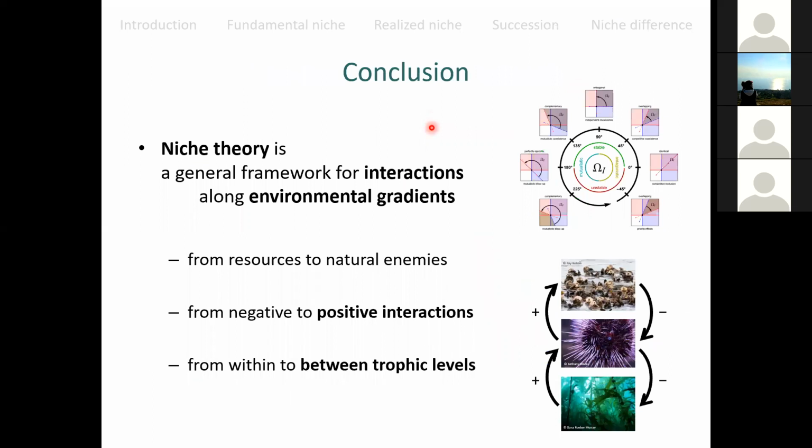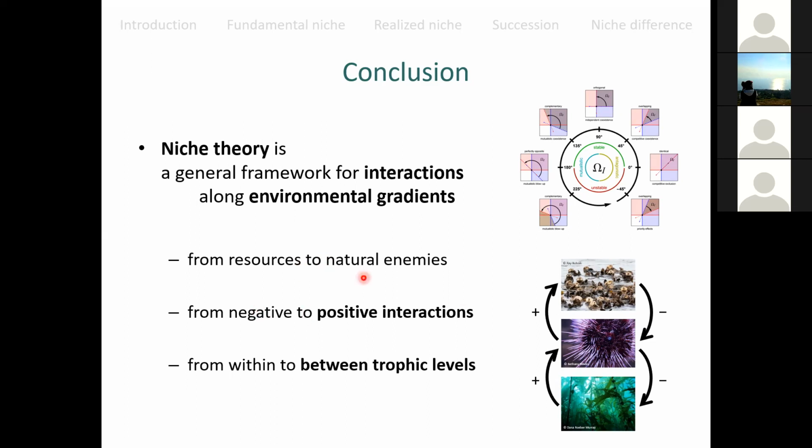Okay, so as a conclusion, I hope I've convinced you that niche theory is a generic framework to study diversity of interactions that lead to community assembly along environmental gradients, and that can quantify the strengths of coexistence along these gradients. I'm hoping I convinced you that the generality comes from historically thinking about resources, but also natural enemies.